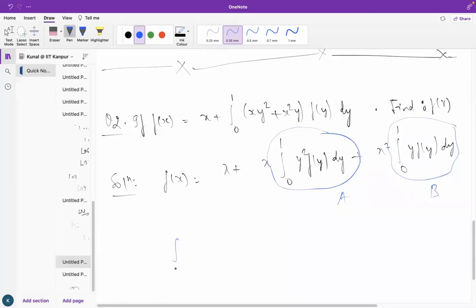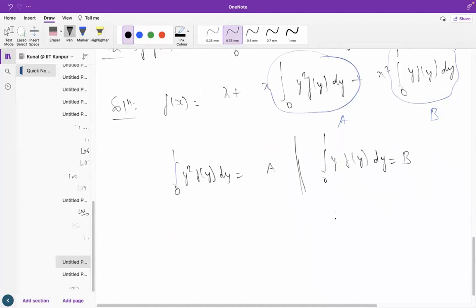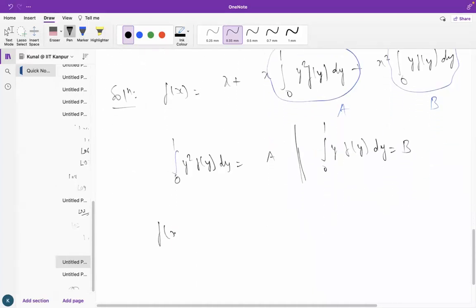So what I am assuming here is, when we integrate from 0 to 1 y square f of y dy, its integration will come out as something, a. And when we integrate from 0 to 1 y f of y dy, its integration will be something, b here. So how does our f of x look now? Our f of x will be x plus ax plus bx square, and this is our equation number 1.